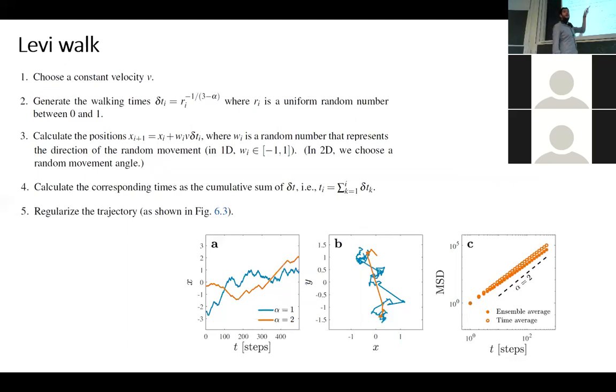So we assume a constant velocity. This can be assumed as a swimming velocity, flying velocity, walking velocity, whatever. And then we generate walking times with this kind of distribution. Don't get confused by this weird formula. This is because mathematicians want to make sure that when you take this formula, the exponent of the mean square displacement of the resulting diffusion trajectory is going to scale with alpha. That's why they come up with this kind of formula.